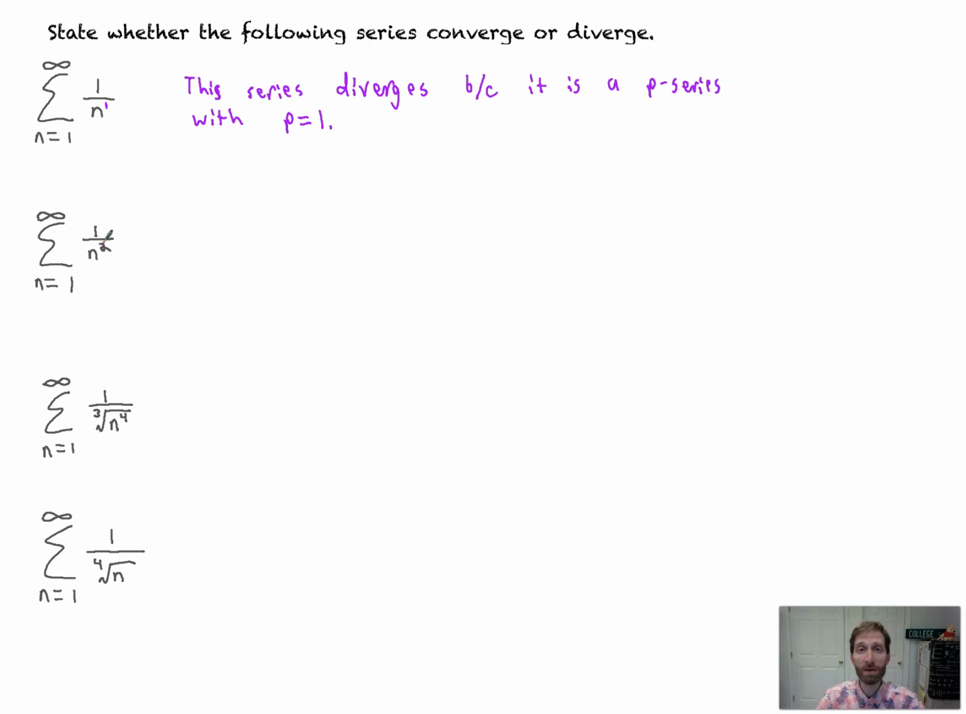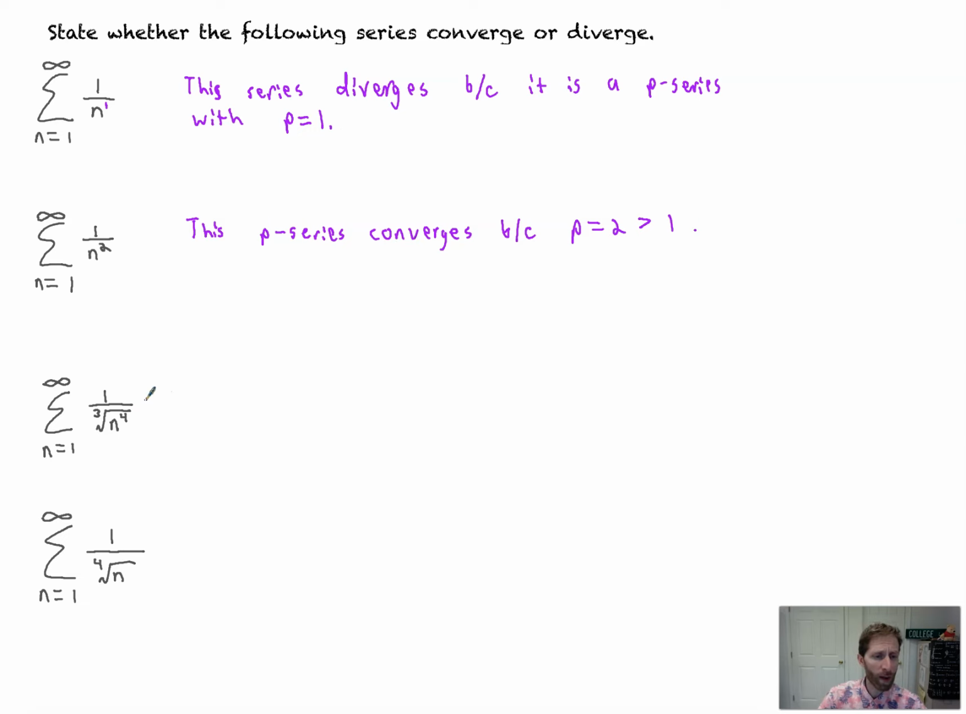And in this case, the p-value is 2, which is greater than 1. So I'm going to say this series converges because it's a p-series with p equal to 2, which is more than 1. So, this p-series converges because p is equal to 2, which is greater than 1. That's it. Name the test that we used, we have the condition, and we have our conclusion.